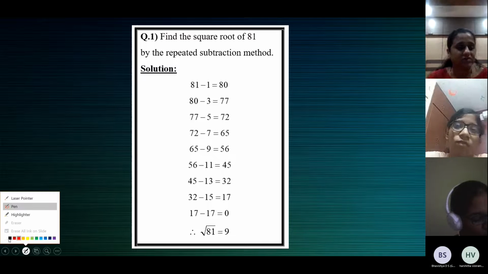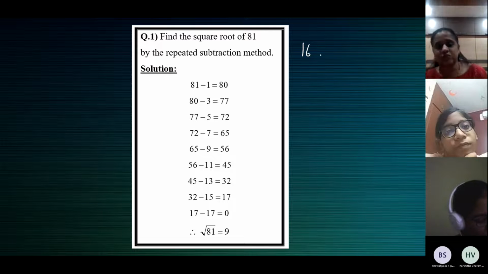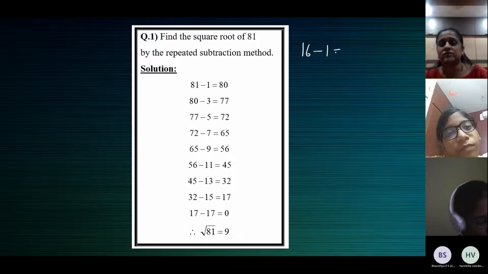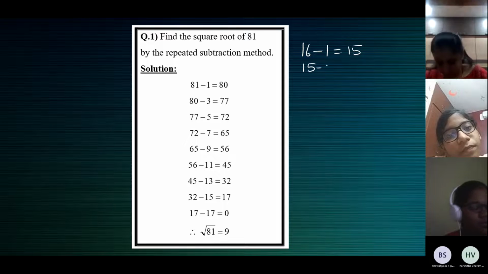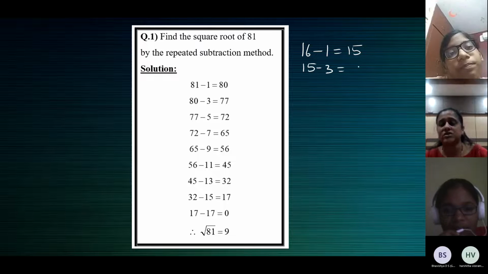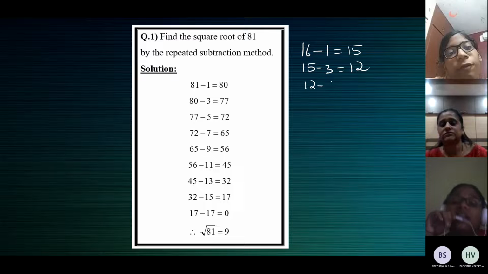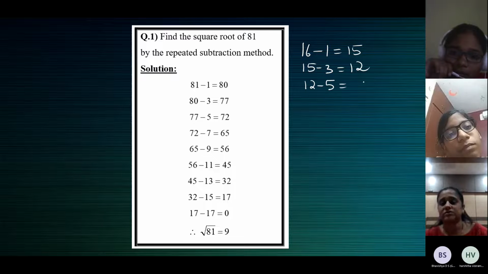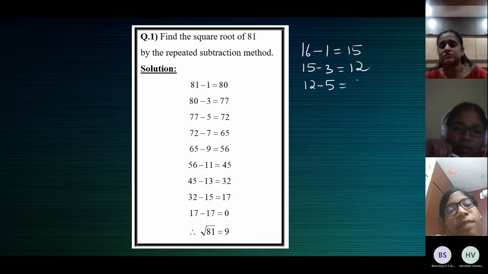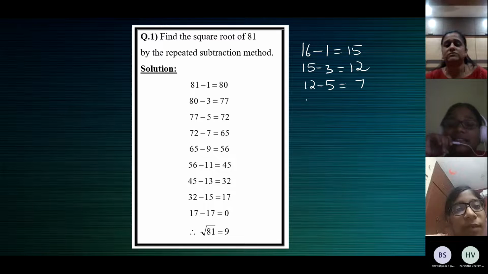Now you can just try it with 16. We know the square root of 16 is 4. So 16 minus 1, 15. Then 15 minus what, children? 3. What is the result? 12. Then 12 minus 5. What is it? 7. Then 7 minus 7.